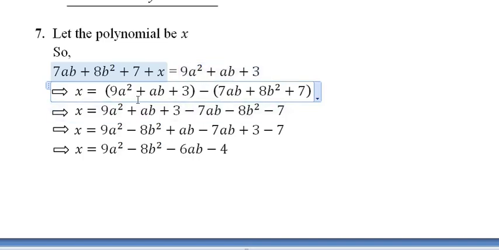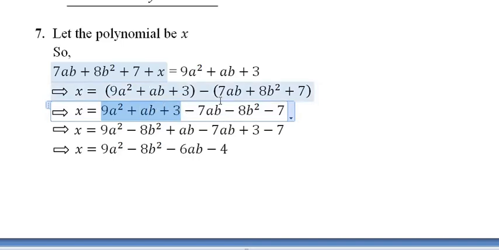Okay, so open the bracket. As you already know, when you open the bracket of the first expression, it will be the same as it is, and when you open the bracket of the second term, the signs will be changed because they will multiply. So minus into plus, it will be minus 7ab, minus into plus, it will be minus 8b square, minus into plus, it will be minus 7.